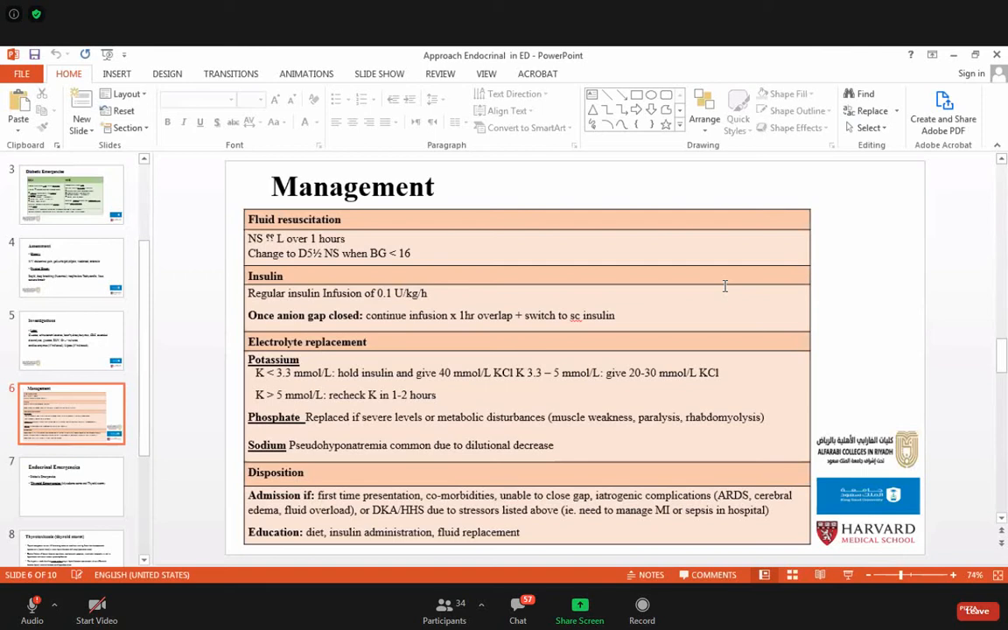And you need to consider starting the insulin, but never start the insulin drip before you check the potassium because the potassium level will help you decide if you need to start the potassium replacement before starting the insulin or you don't have to. So if the potassium is more than 5 millimole, then you can start the insulin drip and check the potassium every 1 to 2 hours. But if potassium is between 3.3 to 5, which is probably the case most of the time, then you have to start the potassium replacement before you start the insulin. Because as we know, the insulin will take the glucose and the potassium inside the cell.